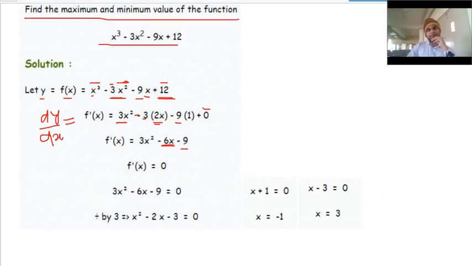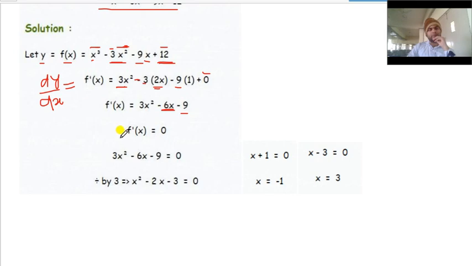Now to find the turning point, we have to put dy by dx equal to 0. dy by dx means f dash x is equal to 0. So we put these values equal to 0, and divide this whole term by 3. If we divide it by 3, 3x square becomes x square, 6 divided by 3 is 2x, and 9 divided by 3 becomes minus 3. So now we have to solve this equation.